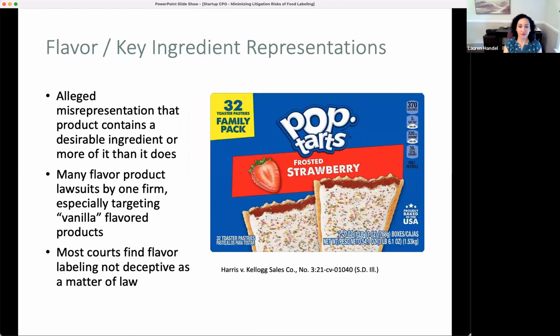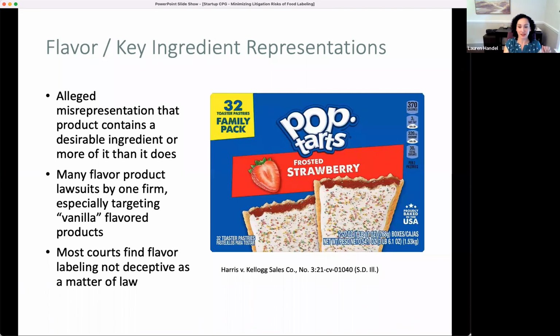Representations about flavors and ingredients. There are many of these cases getting filed, mostly by one law firm. And even though his name is Spencer Sheehan and his firm keeps losing a lot of these, he's won enough of them that they keep getting filed. So there's a bunch of examples of them.